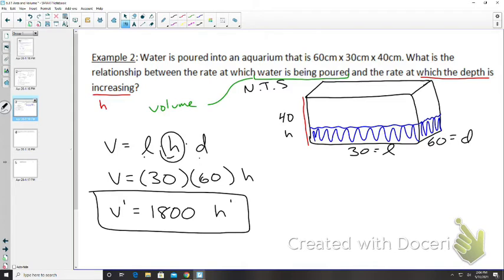Could we find the actual rate at which the water is being poured? No, we have to be given something, right? If we knew the rate at which the height is increasing, we could find the rate at which it's filling up, or vice versa. And we will actually solve one in this next question here.